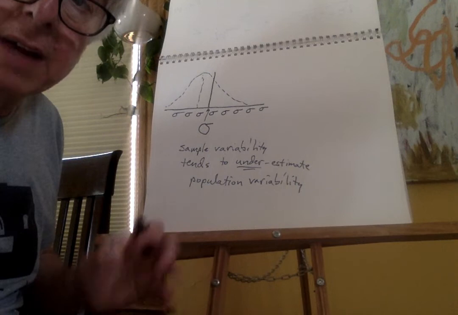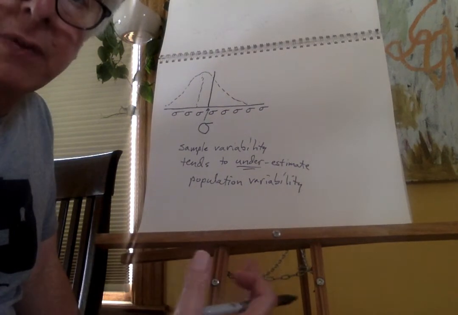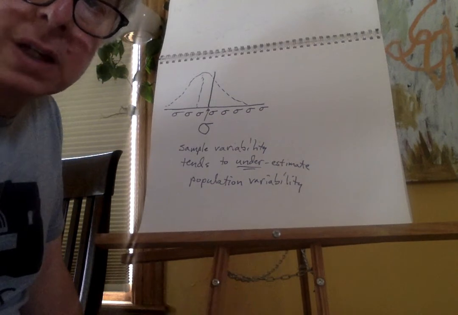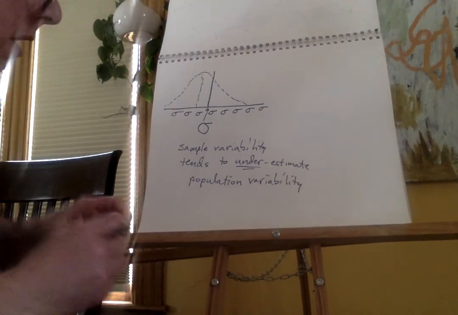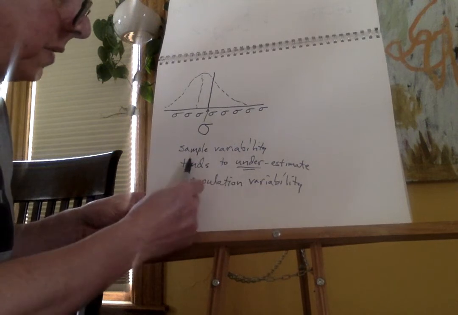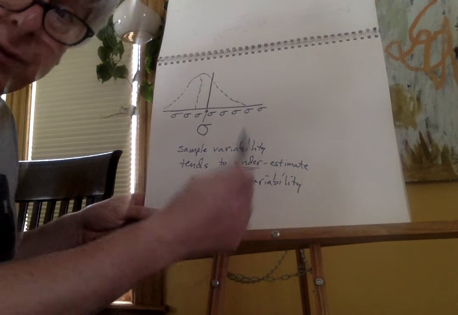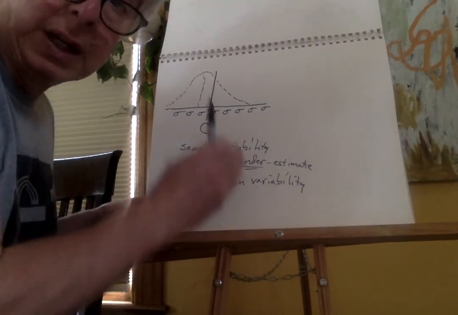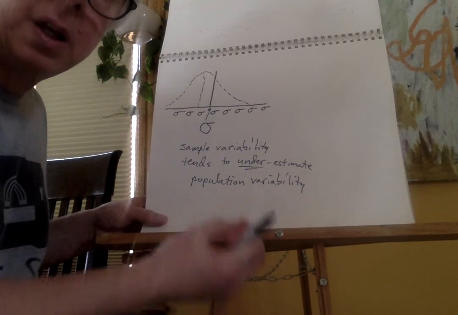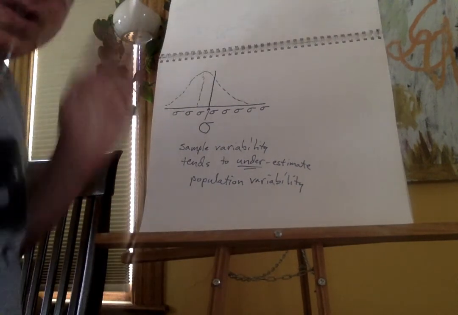By the way, this is the information that's in Chapter 4, Section 4.5. So you need to go back and read that. Hopefully, after you make it through this lecture and you read that, it will make a certain amount of sense. Sample variability tends to underestimate the population variability from which those samples were taken. That's a fact.